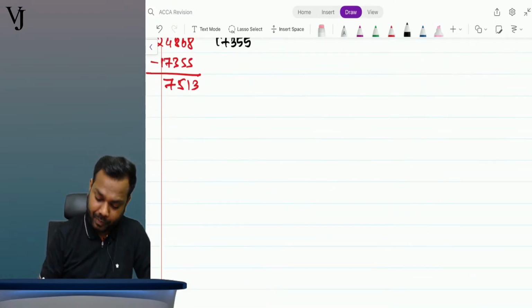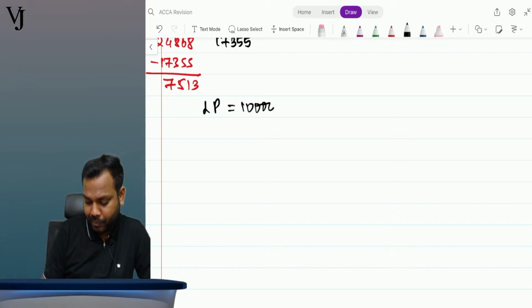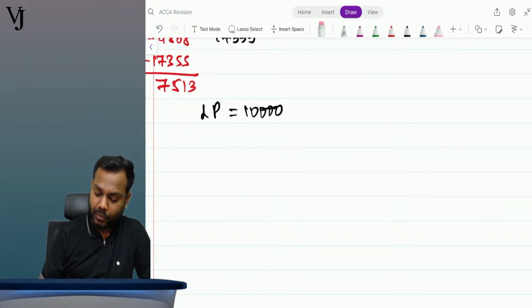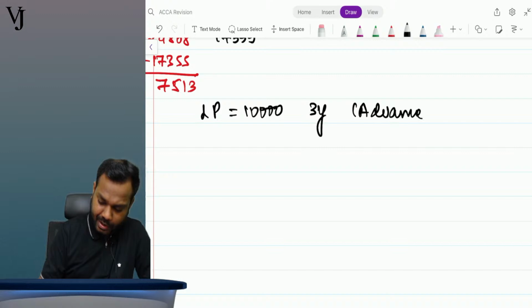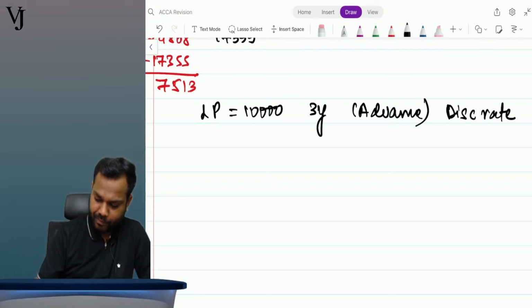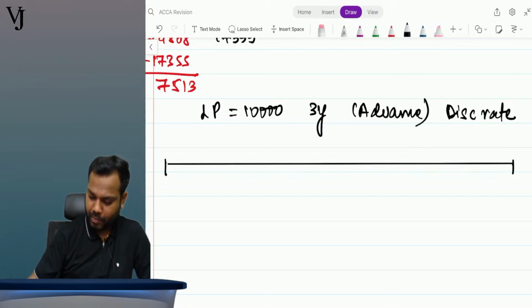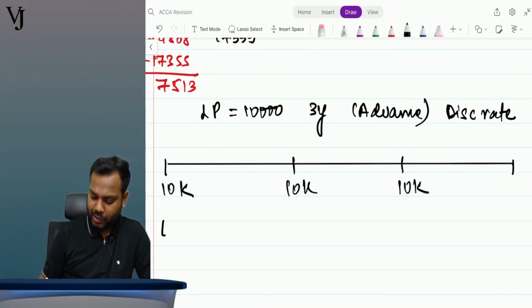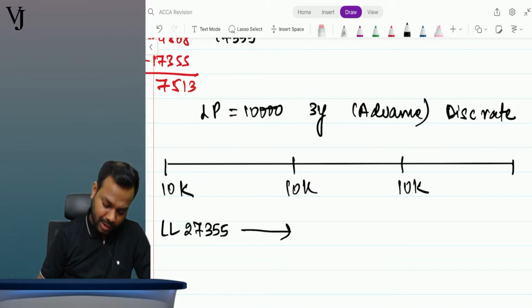Now, taking another example, lease payments are 10,000 and the lease term is 3 years. The lease payments are paid in advance, and the discount rate is 10% again. So now 10,000 you are paying here, 10,000 here, 10,000 here. So what is the lease liability here? It is 27355. Now what is the lease liability here? 27355 into 1.1 is 30090, if I'm not wrong.